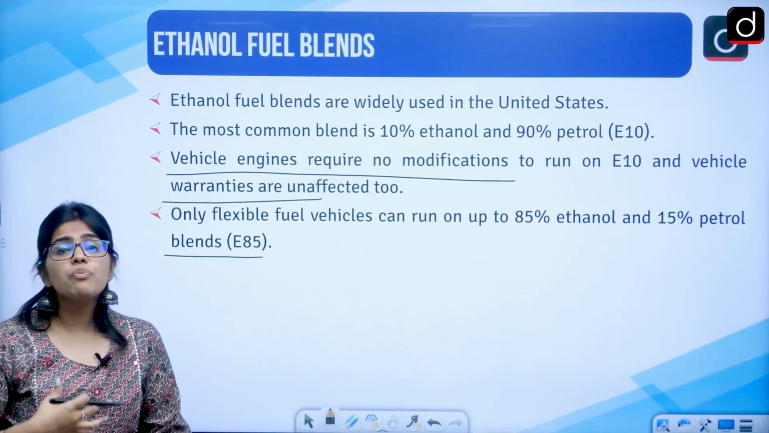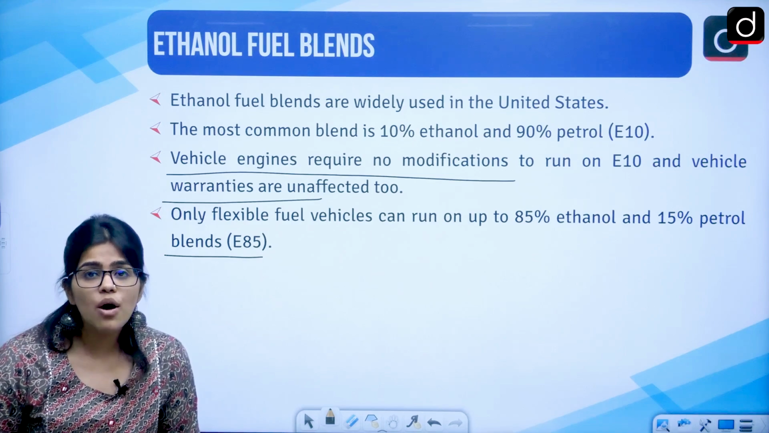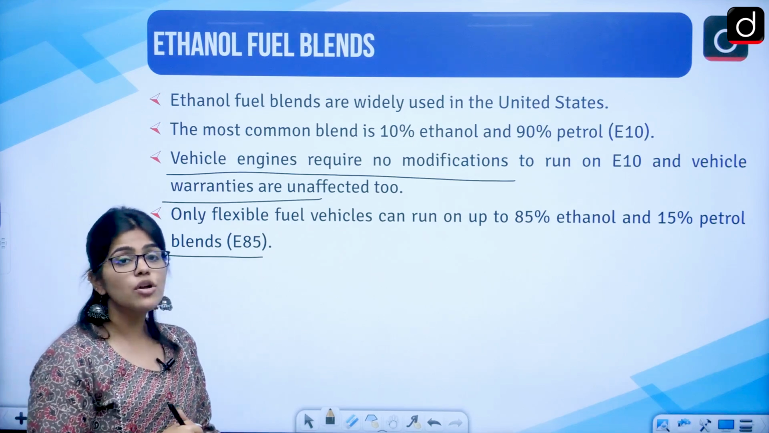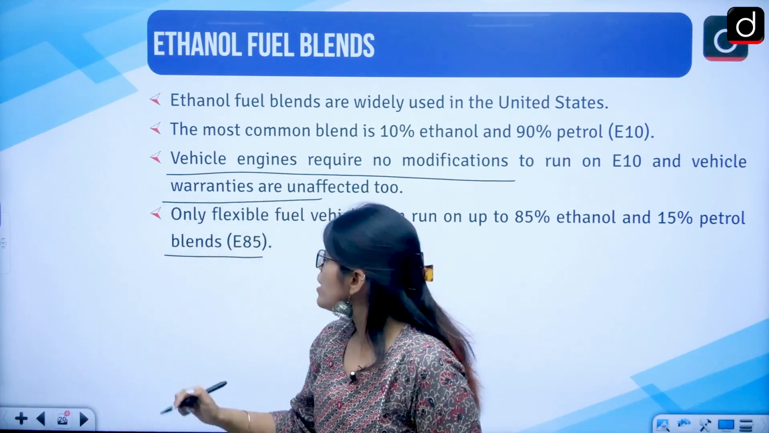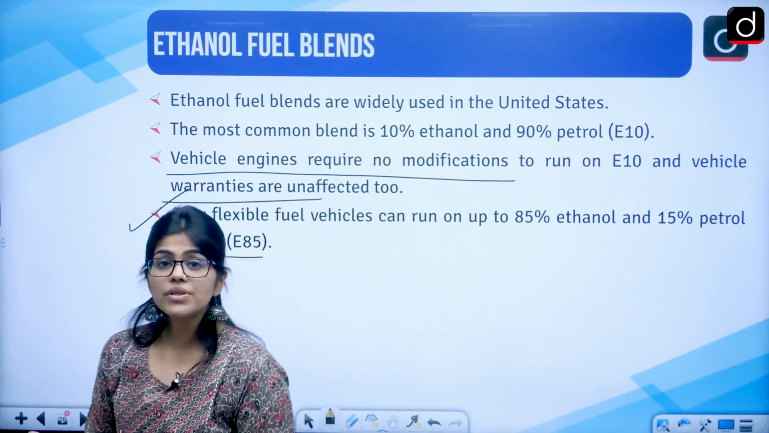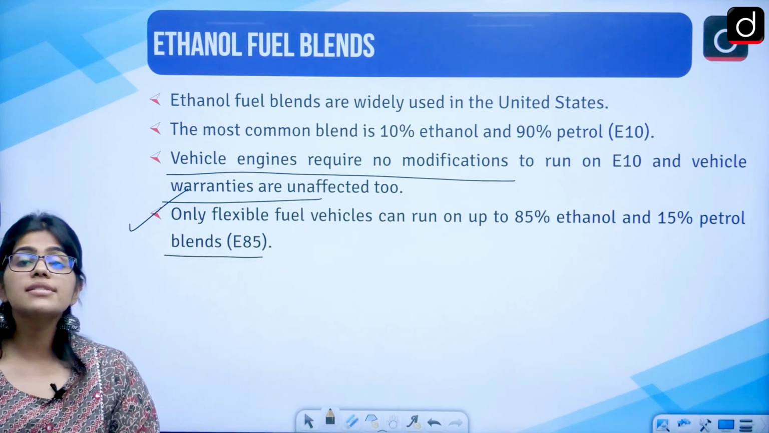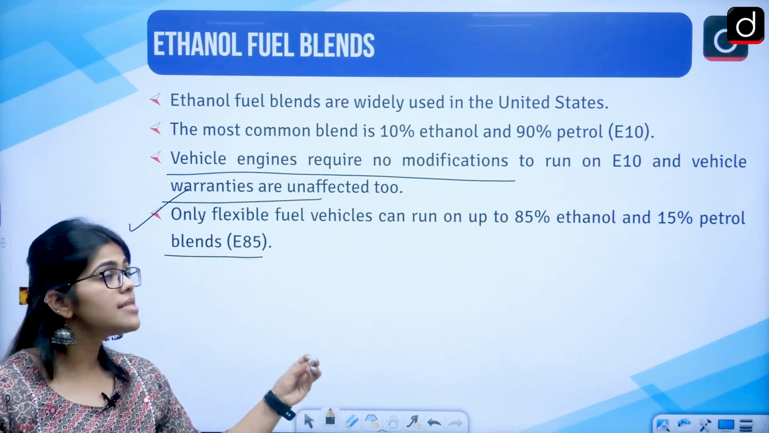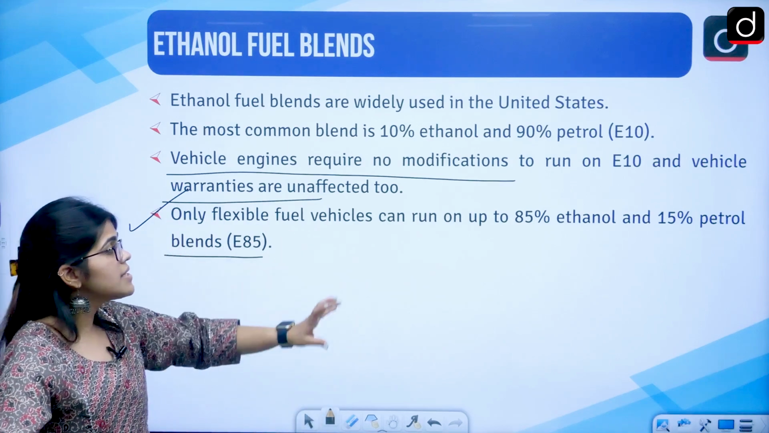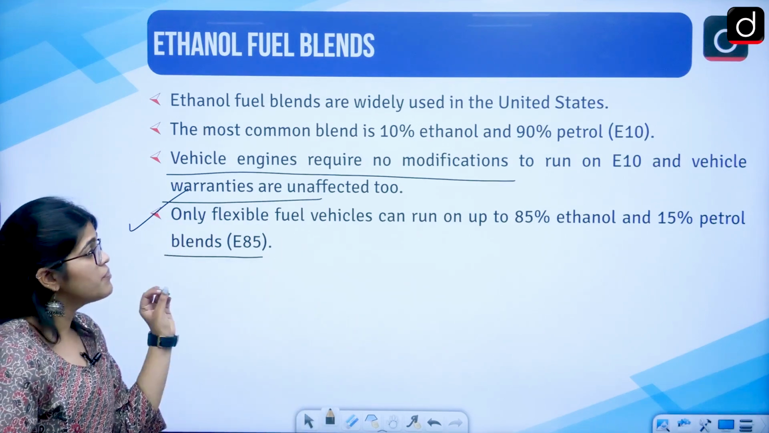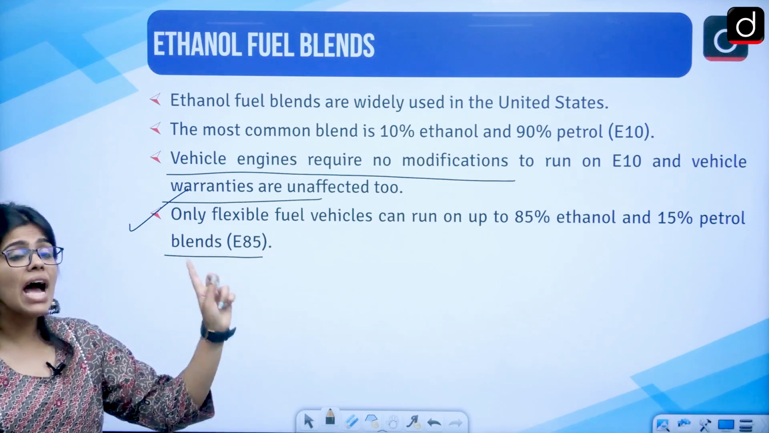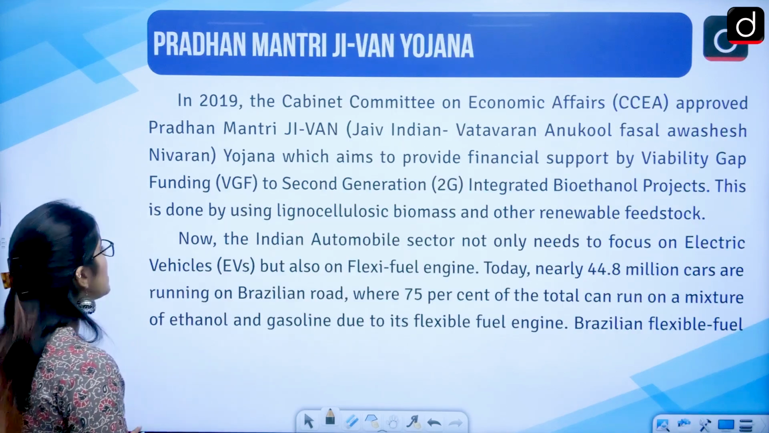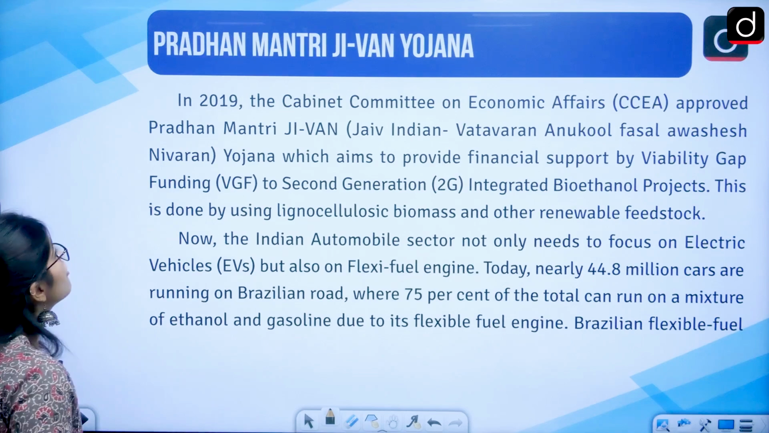We are coming up with flex fuel vehicles now. This was a question that was asked in your 2022 paper as well. Now, what are these flex fuel vehicles? These are vehicles that can run on up to 85% ethanol and 15% petrol blends. That is called E85.